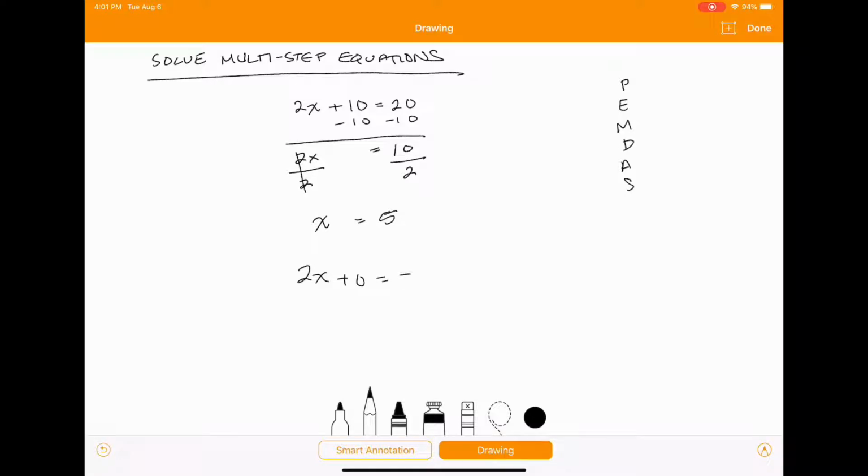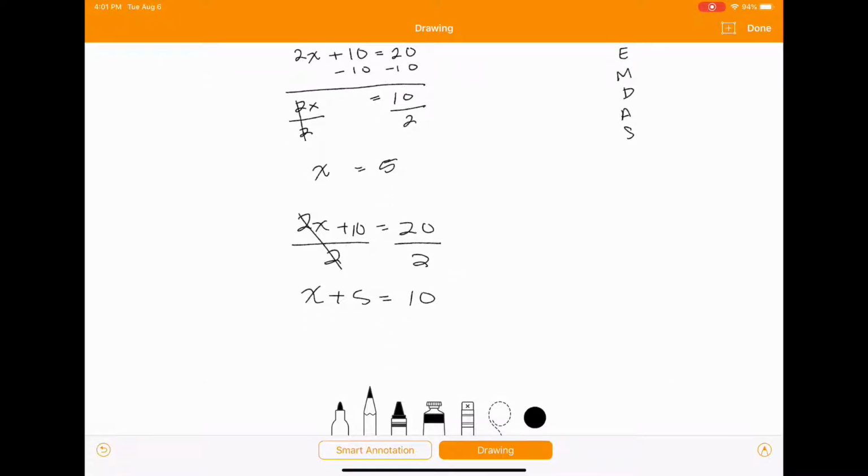2x plus 10 equals 20. If we try to divide first, you would have to divide this whole side by 2 and this whole side by 2. So these would cancel. You'd be left with x plus 5 equals 10. And then you just subtract 5 from both sides. So you end up with the same answer, right?